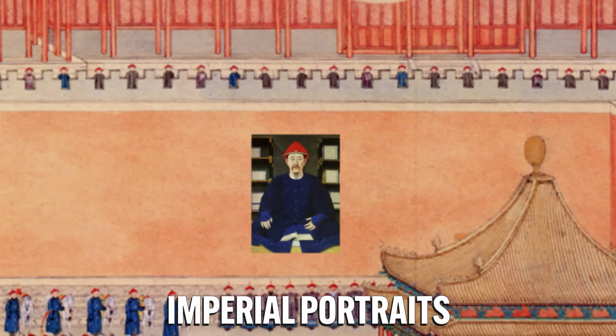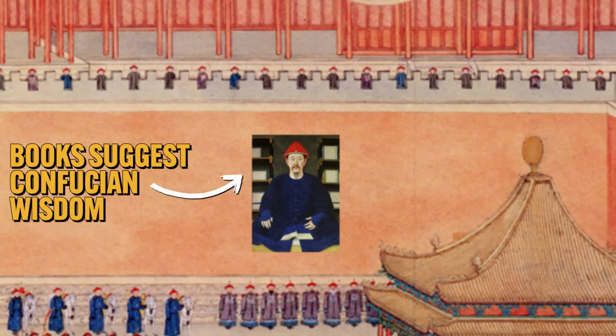And if you look closely, you can see that he's surrounded by books, which suggests Confucian wisdom. Or to put it another way, these portraits were Kangxi's PR campaign to convince the Han population that he was in fact a legitimate Chinese ruler in the line of ancient Chinese dynasties.